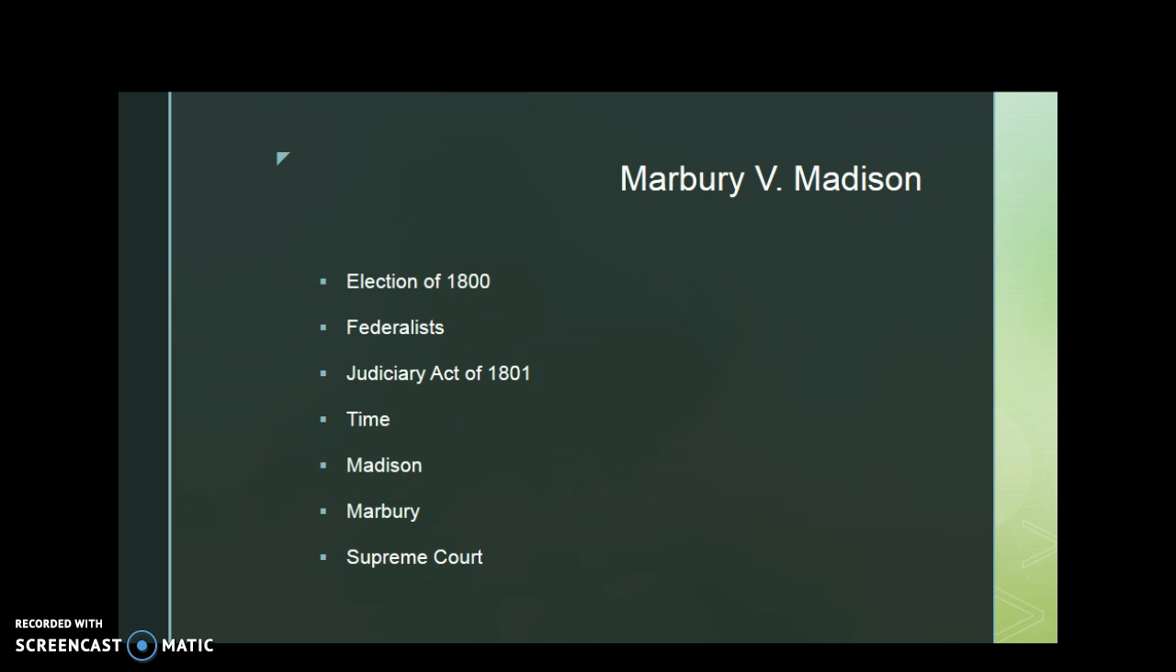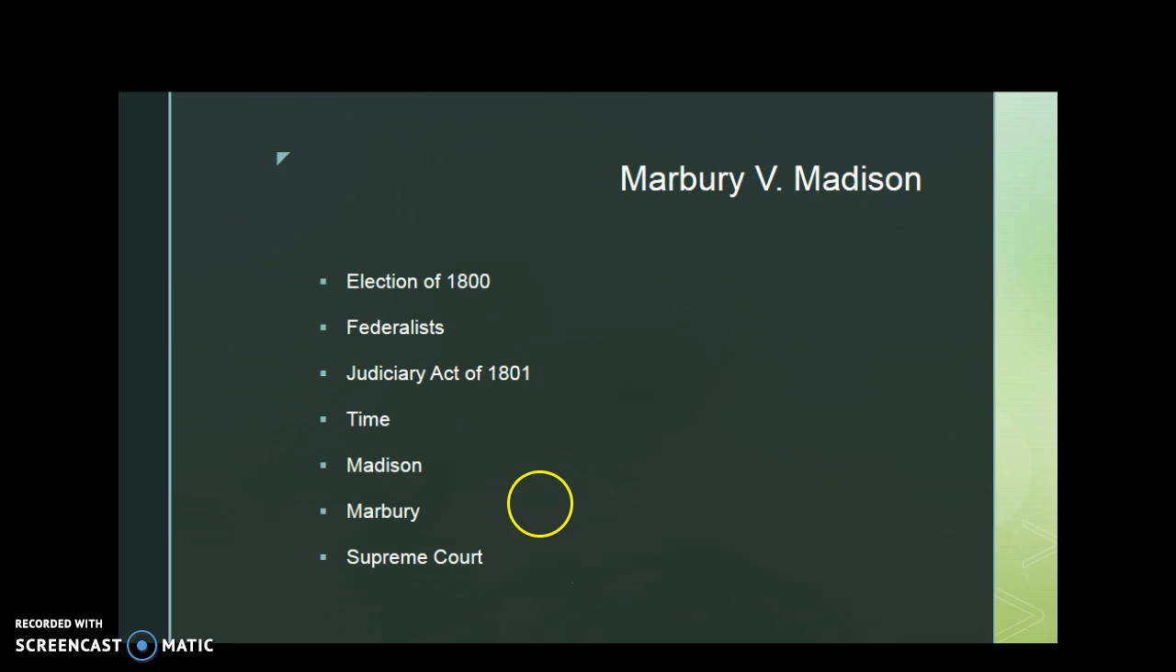The problem for the Federalists was they ran out of time. They were unable to complete all the paperwork and deliver it before Thomas Jefferson took over as president. So some of the paperwork still needed to be delivered, and it was on the desk of James Madison, the new Secretary of State. James Madison, a Democratic Republican, refused to deliver the paperwork.